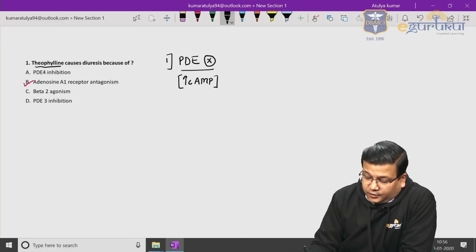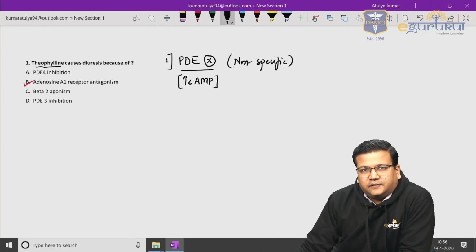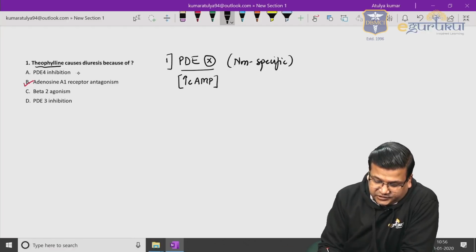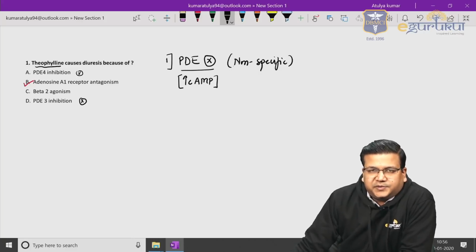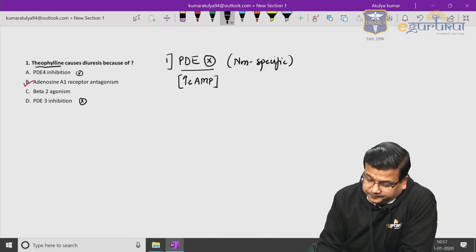Now, it is a non-specific inhibitor. That is the word to remember. There are multiple types of phosphodiesterase in our body, and theophylline is not specific for any one subtype. So option A, phosphodiesterase 4 inhibition, or option D, phosphodiesterase 3 inhibition, can be ruled out because theophylline is a non-specific phosphodiesterase inhibitor. So that is the number one mechanism of theophylline.